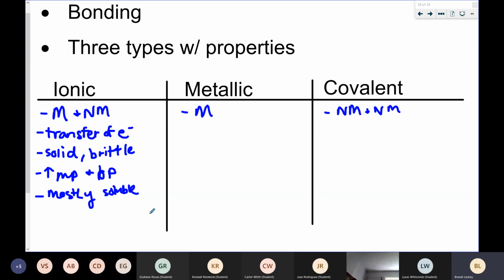And then the last thing we talked about property-wise about different types of bonds was their conductivity. So for ionic compounds, they will conduct electricity or heat if they're a liquid or in aqueous solution. So if they're melted or dissolved, they can conduct electricity because those ions are able to move around. But they will not conduct electricity as a solid. And we're not going to be able to get these hot enough to change them into a gas, so we don't tend to worry about that.